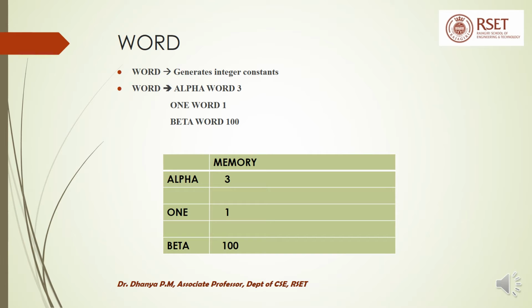Assembler directive WORD. This is used to store integer values. Example, ALPHA WORD 3. That means integer value 3 is stored in a memory location ALPHA. Next one is ONE WORD 1. That means the integer value 1 is stored in a memory location named ONE. Next, BETA WORD 100. That means the integer value 100 is stored in a memory location named BETA.